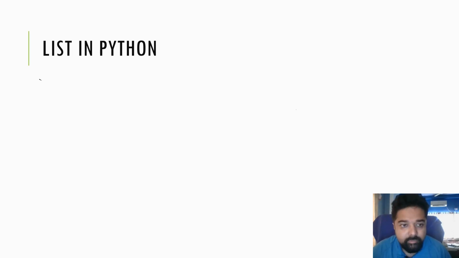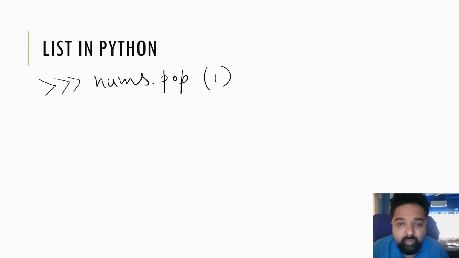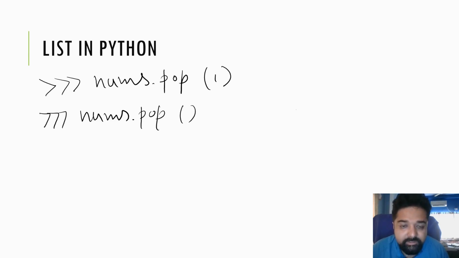Okay, if I write nums dot pop, then index value 1, this will pop the index value 1 of the list. But if we just write this and press enter, it will pop the last value. So we have that option also.